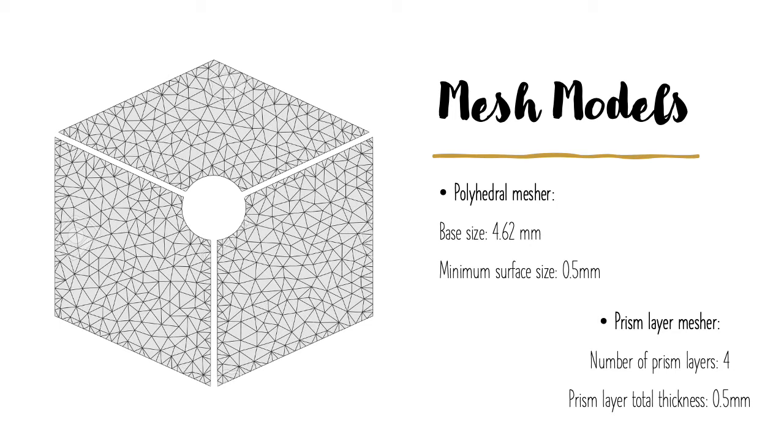Some parameters are required for creating this mesh: base size of 4.62 mm and the minimum surface size of 0.5 mm. Secondly, the prism layer measure. This one is used to generate a high quality boundary layer mesh at all surfaces concerned. The number of prism layers used in this simulation will be 4 and the prism layer total thickness will be 0.5 mm.